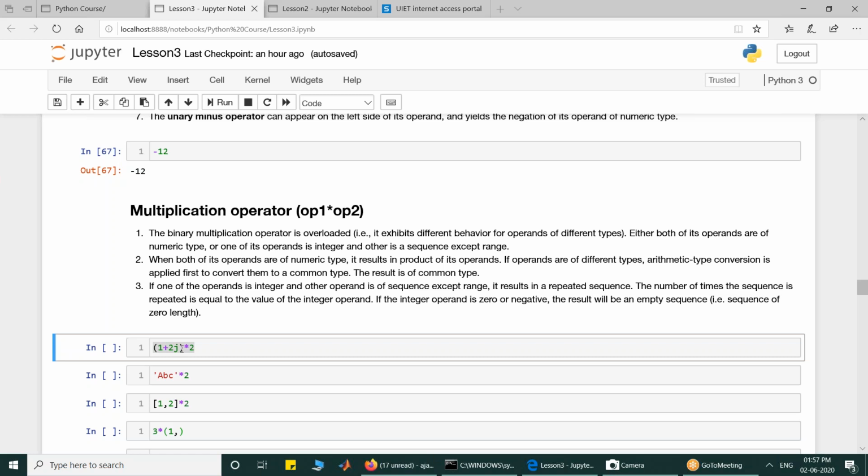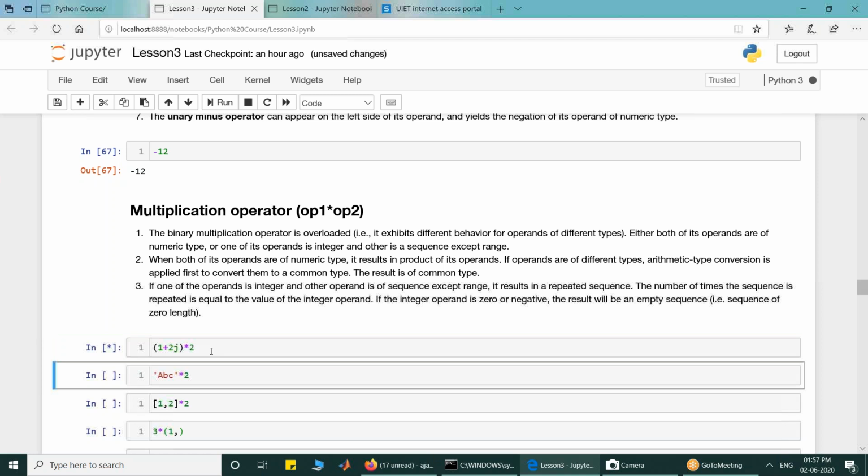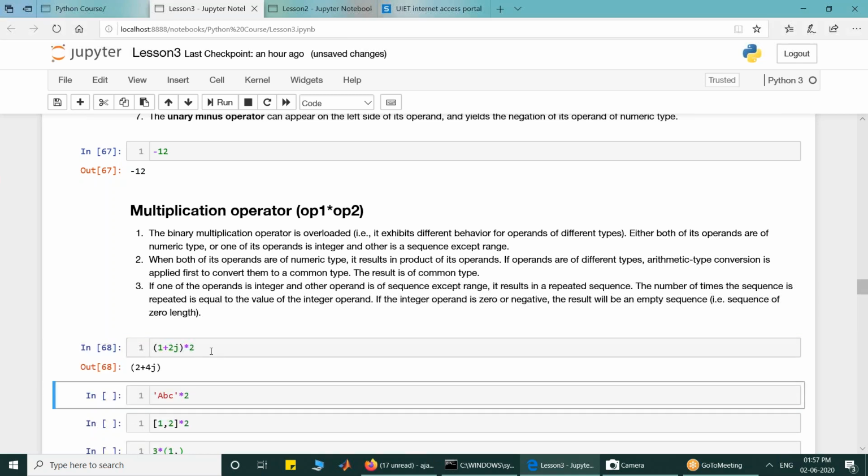Put in the chat box what is the type of the first operand and what is the type of the second operand. Very quickly, what is the type of 1 plus 2j? What is the type of 2? Put in the chat box the types of the operands of multiplication. Yes, complex and integer. When applied on numeric types, you are going to get a value.